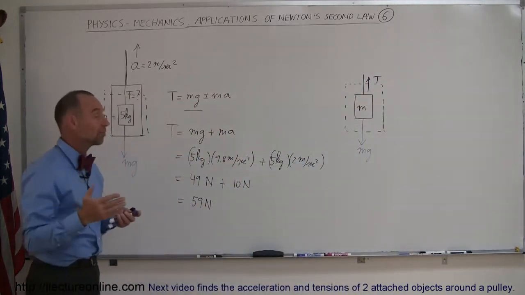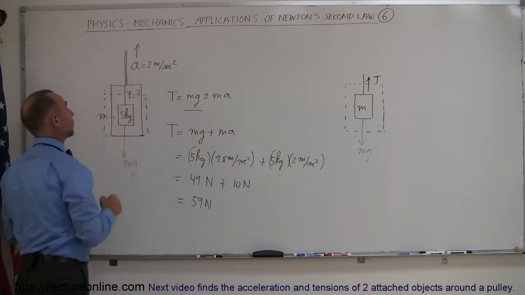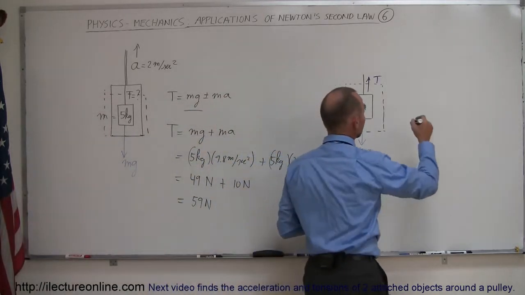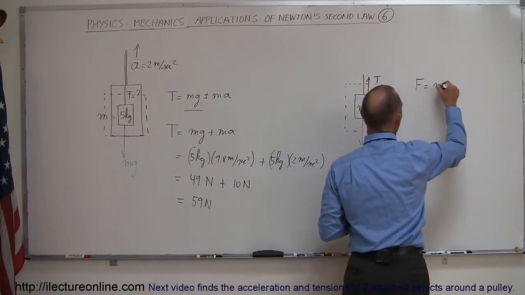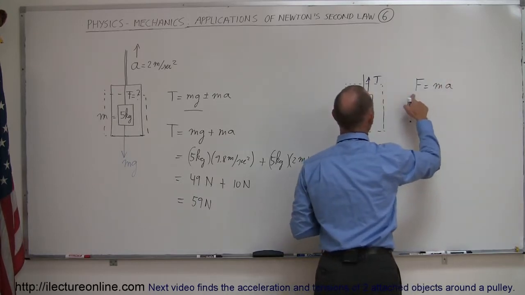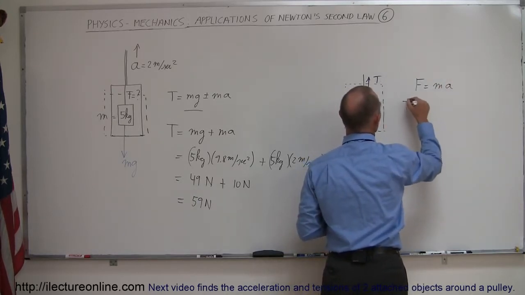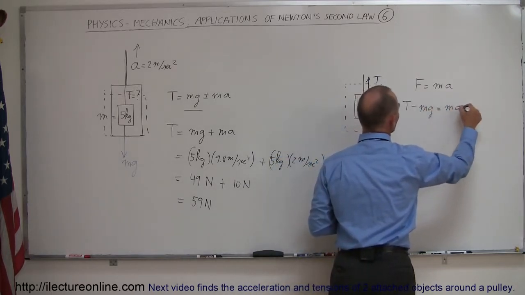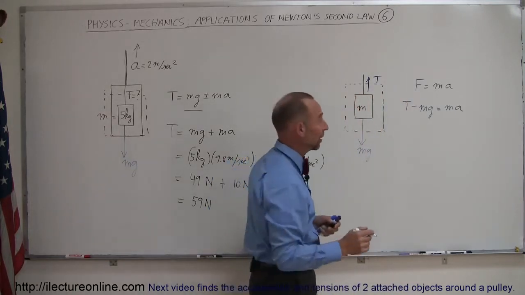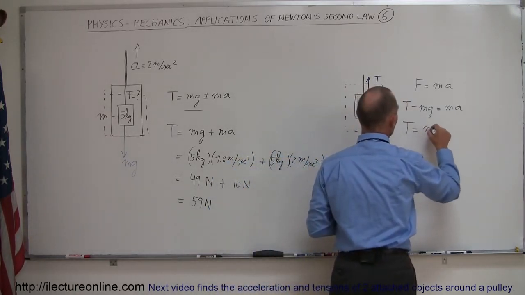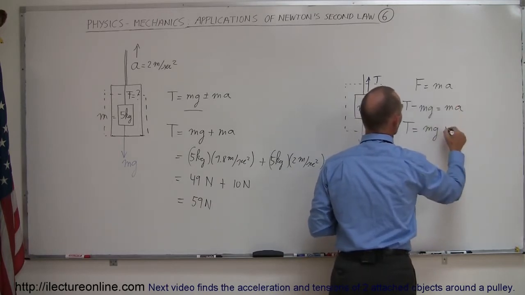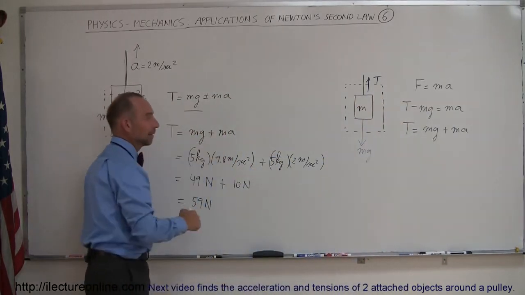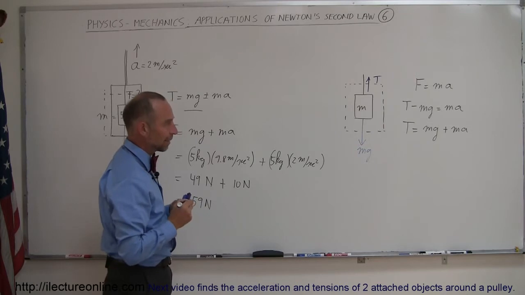Now, since the object is moving or accelerating upward at 2 meters per second squared, we can use Newton's second law that says F is equal to ma. And so the force here required would be the tension minus the mg is going to equal the mass times acceleration. And then, of course, if we solve this for tension, we get tension is equal to mg, it becomes plus when we cross the equal sign, plus ma, which of course gives us the exact same equation that we had over there, but simply using the free body diagram method to do so.